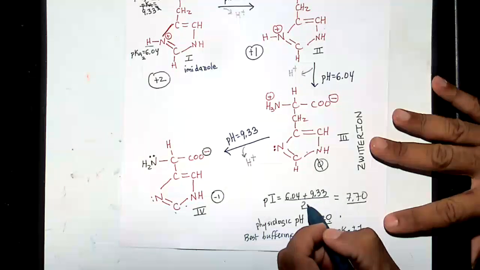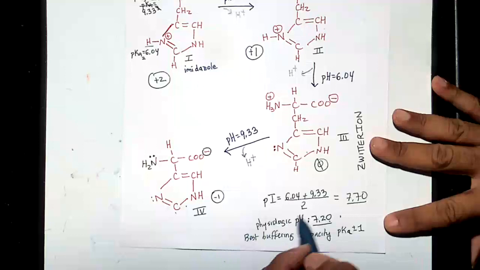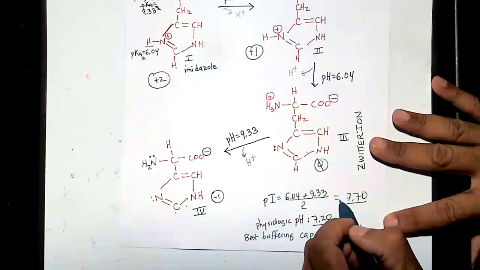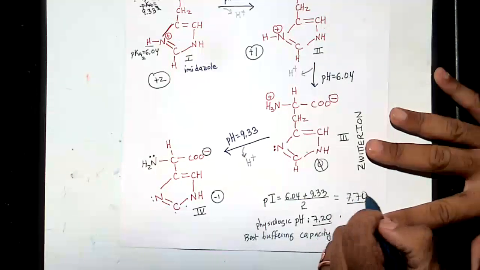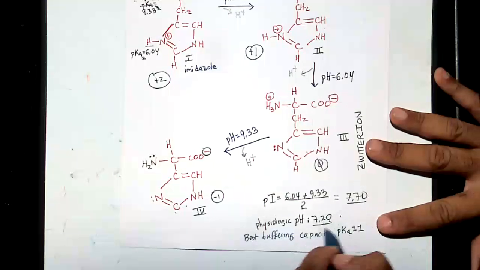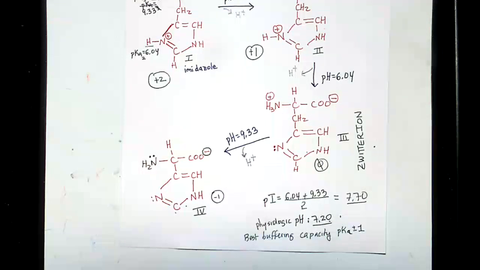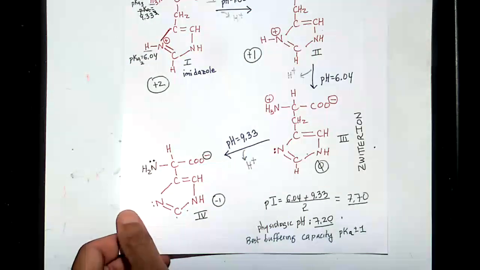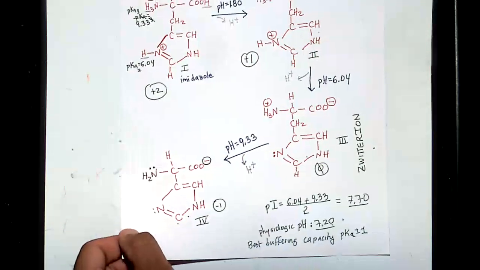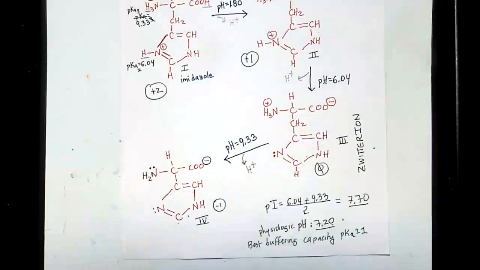So if your cell pH gets down to 6.7, no problem, histidine is there to get it close to physiologic. If your cell, for some strange reason, gets too alkaline, that's no problem. Histidine will be there to get it back to close to physiologic pH. All right, so that is what I wanted to mention to you guys about that. Any questions or comments before I go back to the PowerPoint?